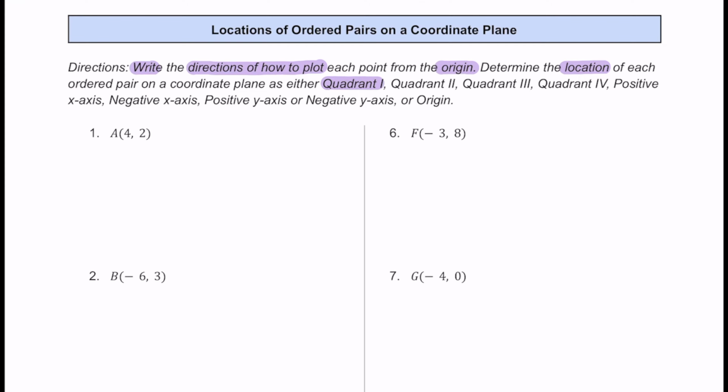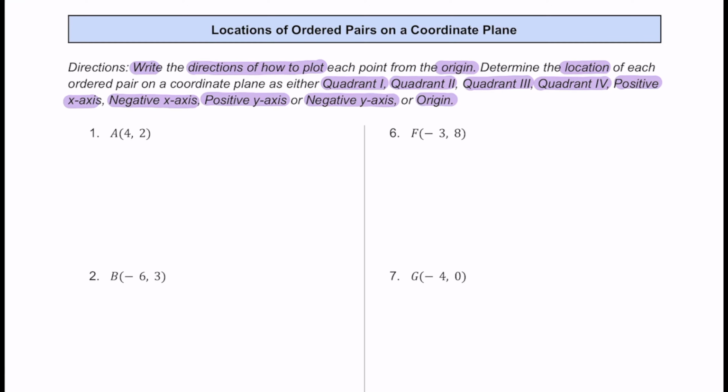The few different locations we can classify them as: are they going to be quadrant 1, quadrant 2, quadrant 3, quadrant 4, perhaps in the positive x-axis or the negative x-axis, the positive y-axis, the negative y-axis, or possibly the point could be at the origin.